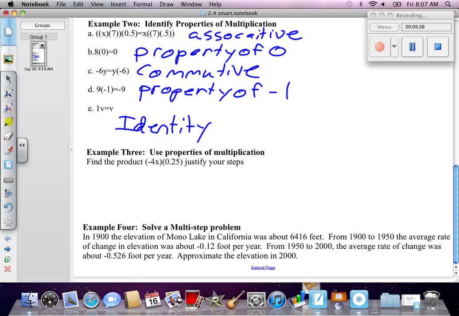Just scrolling it up a little bit, you should still be able to see. Find the product of negative 4x times 0.25. Okay, so what are we going to do? We've got that x in there, but that shouldn't bother us too much. Multiplying by 0.25 is the same thing as dividing by 4. So we know we've got 1. So we got negative 1x. And what we used is the associative property, because it didn't matter what order we multiplied. Okay.